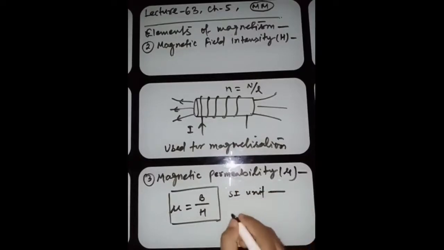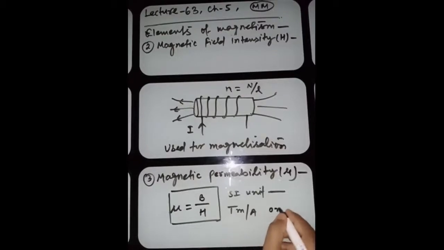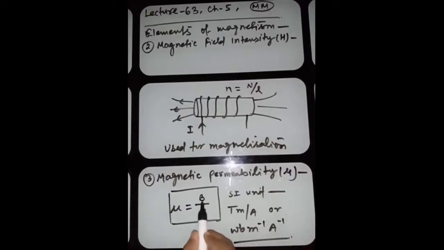SI unit, you can write Tesla meter per ampere, or you can write Weber per meter per ampere. This is the SI unit. What is this B? This is the magnetic induction. What is this H? It is the magnetic intensity.